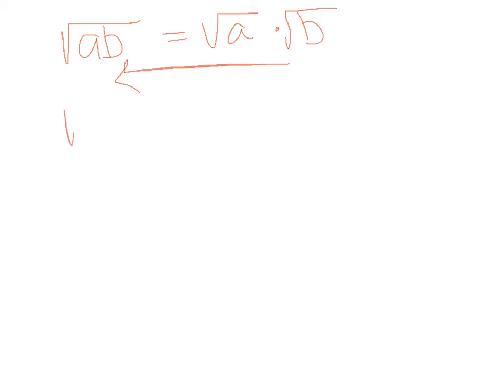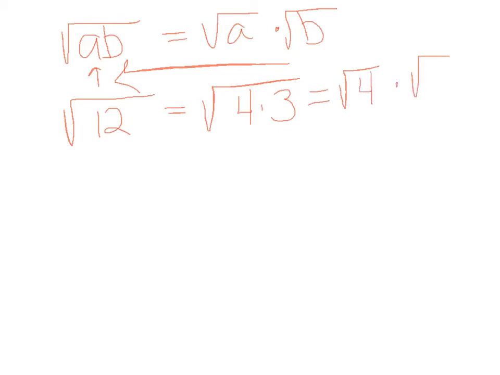Let's see how this works. If I have 12 here, it doesn't look like I have an a and b, but I know that 12 is 4 times 3. So I can break that up into the square root of 4 times the square root of 3. Well, I could further simplify square root of 4 into 2, and then times square root of 3. So that would be the simplified version of square root of 12.